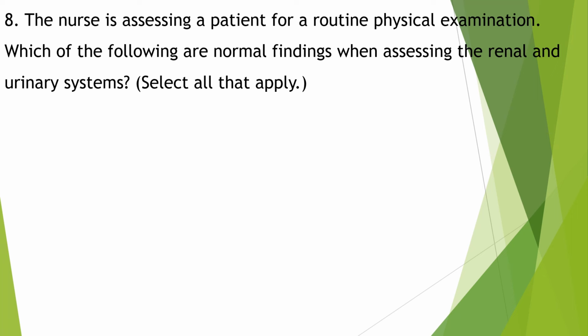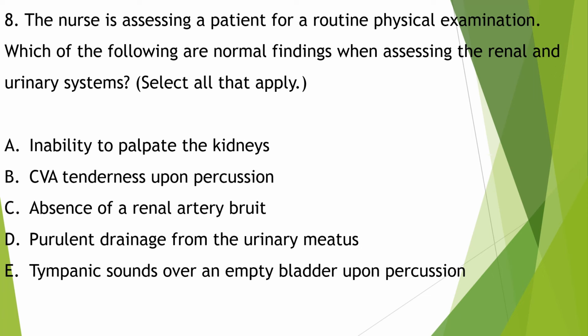The nurse is assessing a patient for a routine physical examination. Which of the following are normal findings with assessing the renal and urinary systems? Inability to palpate the kidneys, severe tenderness upon percussion, absence of a renal artery bruit, purulent drainage from the urinary meatus, tympanic sound over an empty bladder upon percussion.